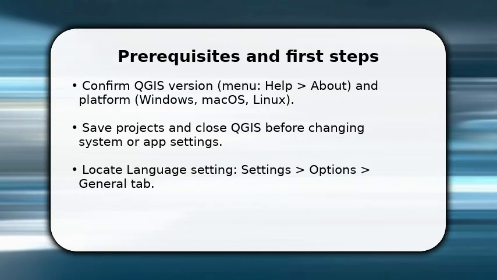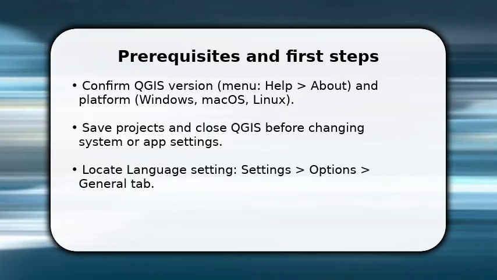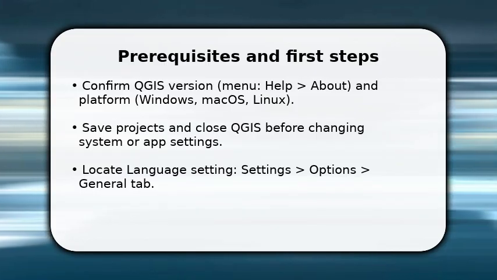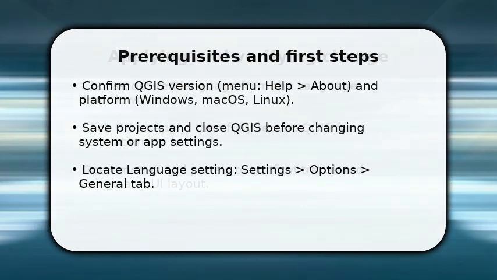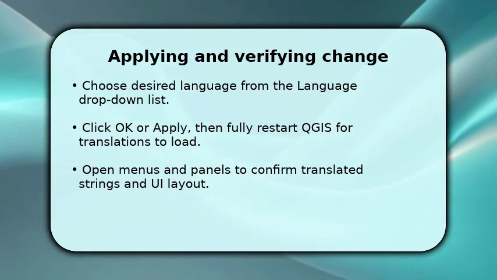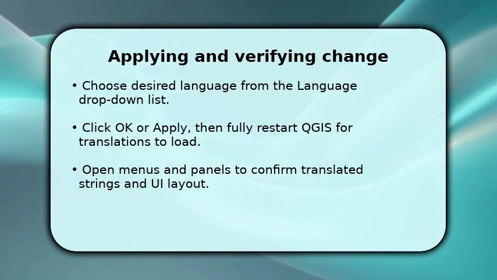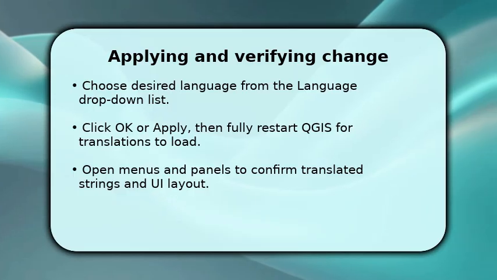Select the language drop-down to view available locales. If you don't see your language, you may need to install translation packs. Follow these first steps deliberately so the change applies correctly when you restart. Now you choose the language from the language drop-down and click Apply or OK. This writes the preference to QGIS settings.